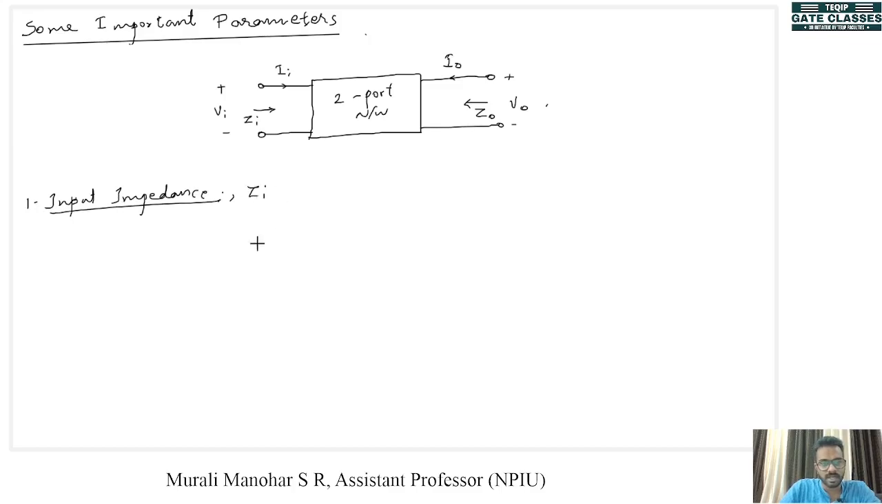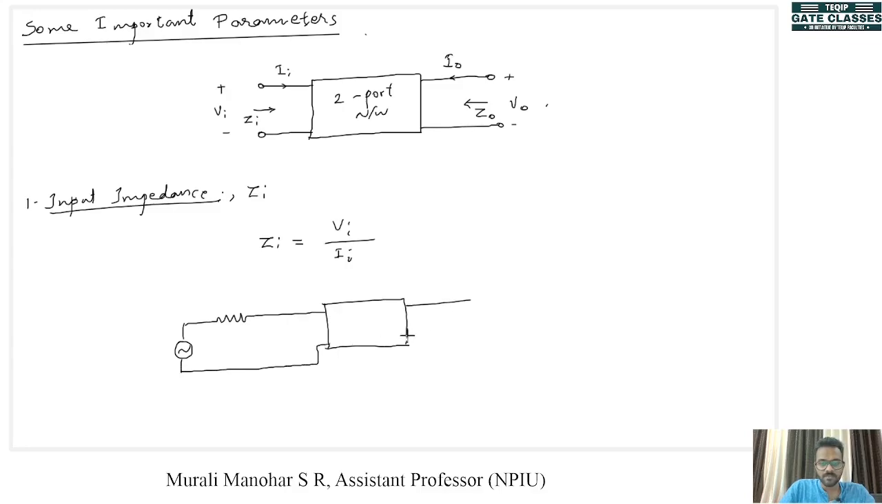Denoted by Zi, and Zi is given by Vi divided by Ii. Now this value cannot be found out by an ohmmeter, because we know that ohmmeters use DC supplies. If we have a source in the system, let's say this is our source, there is the source resistance Rs, then there is our two-port network. If this is the case, we need to avoid this when we find out the input impedance.